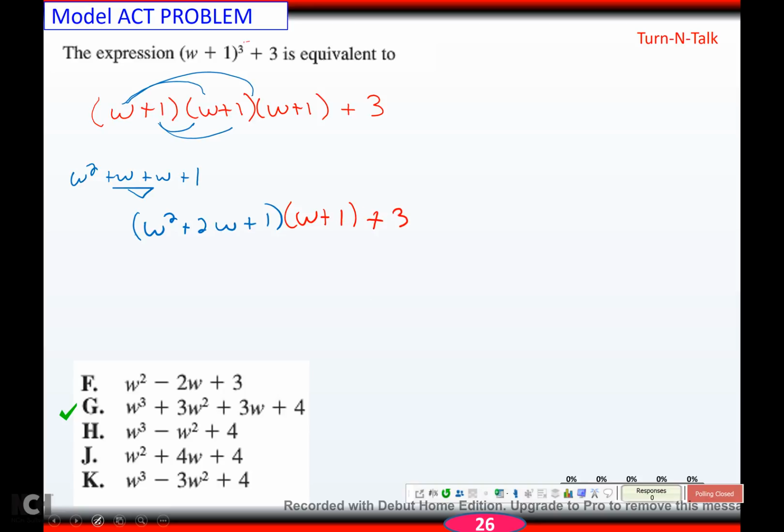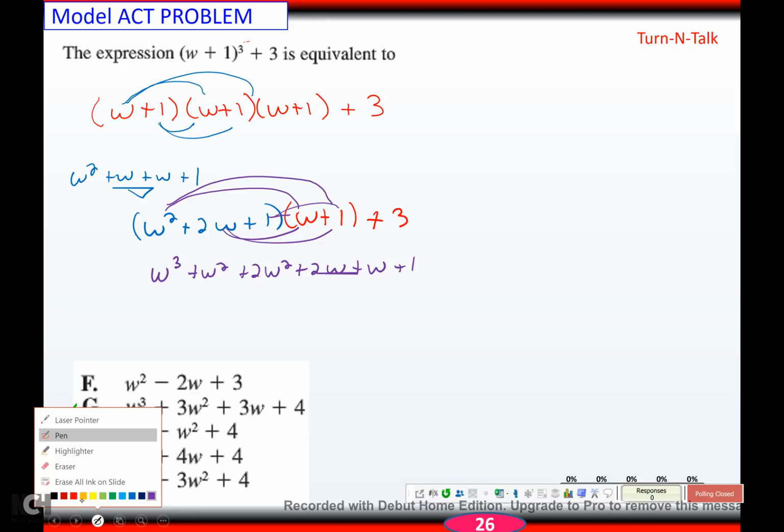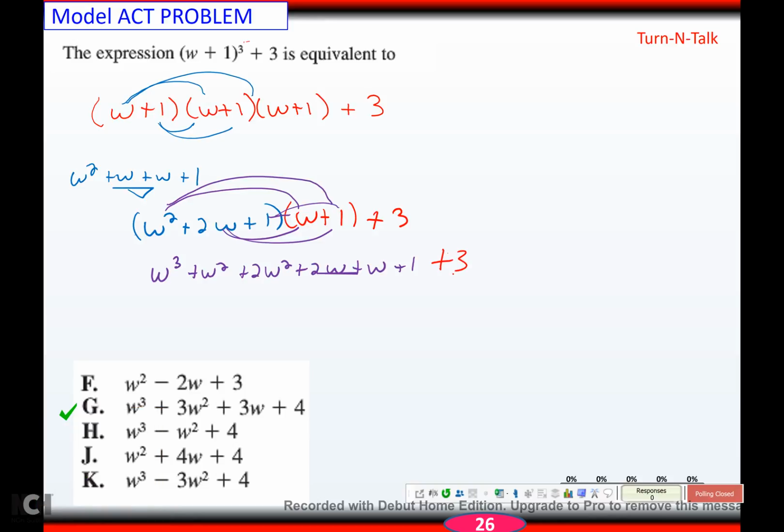So now I'm going to distribute that blue and red. So I got W squared times W, which is W cubed. W squared times 1 is W squared. 2W times W is 2W squared. 2W times 1 is 2W. 1 times W is W. 1 times 1 is 1. And then don't forget, you still have your plus 3 on the end there.